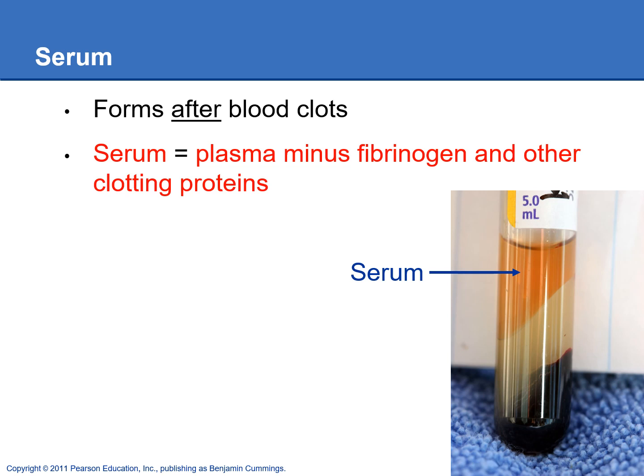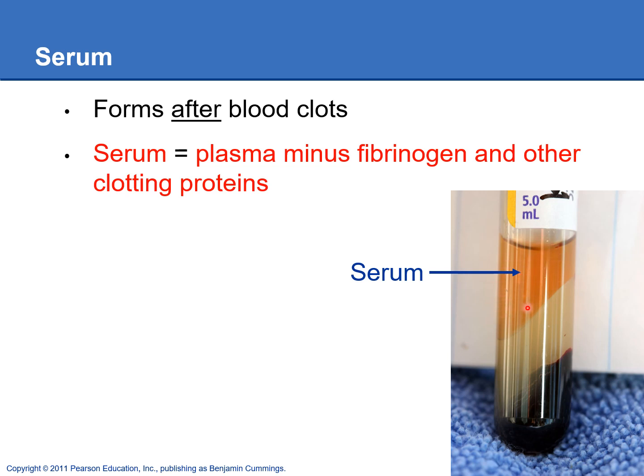You might have also heard of serum. So serum is different from plasma because it's going to be what forms after the blood clots. So here we've got a picture of blood that has clotted, and here's the blood clot on the bottom, and what's left here on the top is the serum. So the serum is going to be the plasma minus the fibrinogen and other clotting proteins. So that is what serum is.